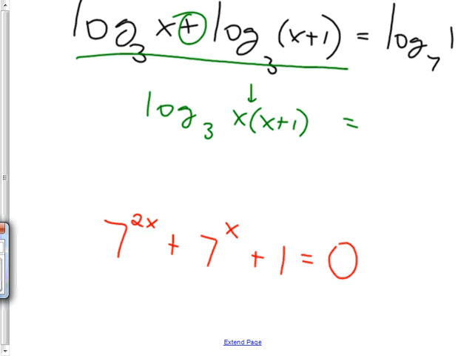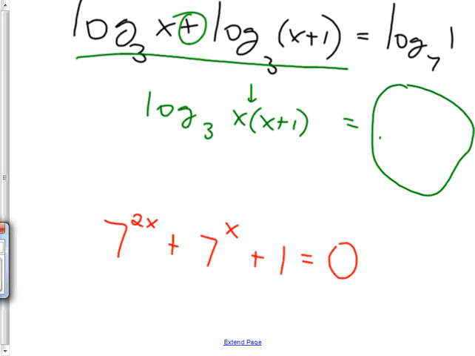Now, I've got logs on both sides. But the weird thing is, the logs aren't the same base. So that's all going to work out nice when you realize that this one is you won the argument, and therefore it's just what? 0. So the right-hand side there is really a 0.